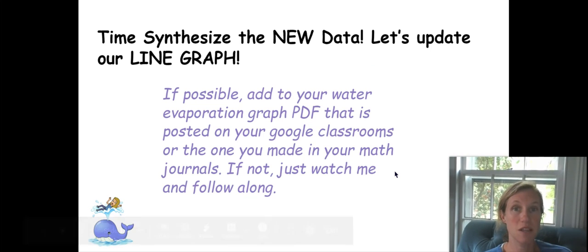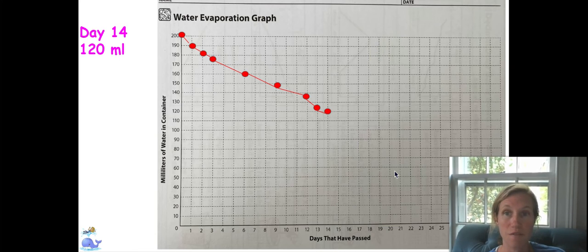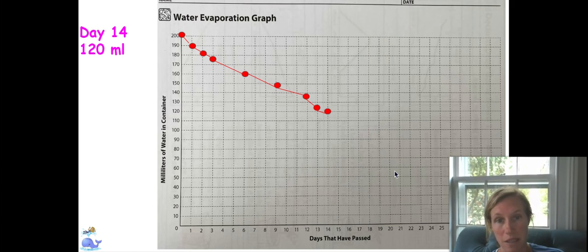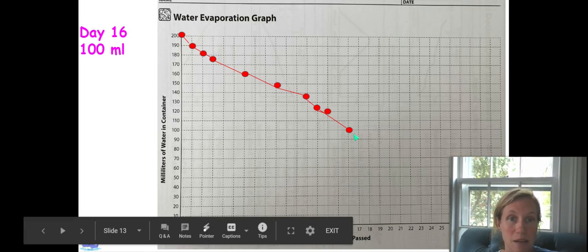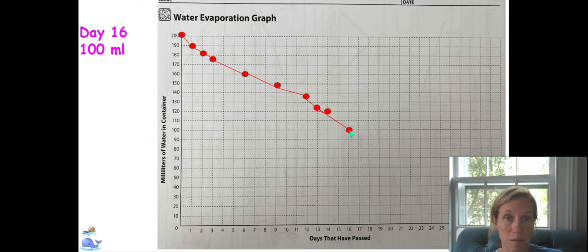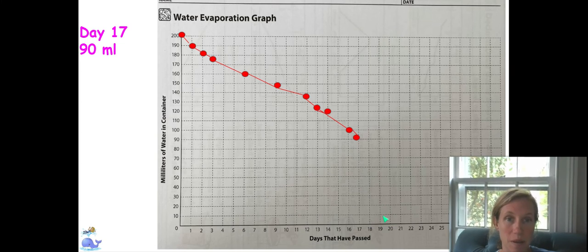Okay, time to synthesize the new data. Let's update our graphs. Again, we left off at day 14. Remember, you need to find the coordinate that matches the days that have passed and the milliliters. So for day 16, remember I put my dot on day 16 and at the intersection of 100 milliliters. And again, we predicted 110, and look at that. It's exactly the amount.